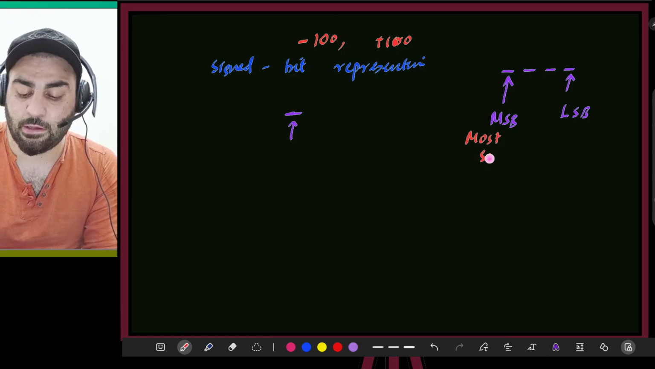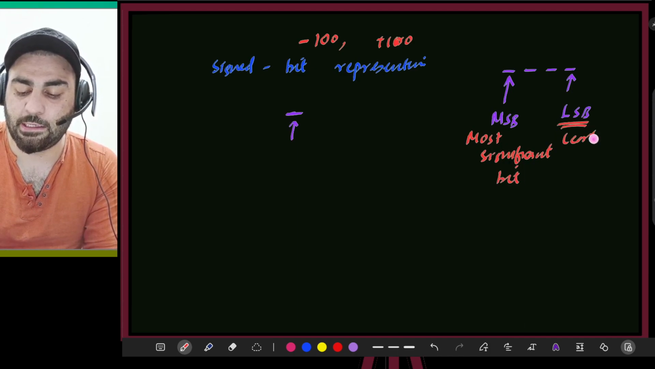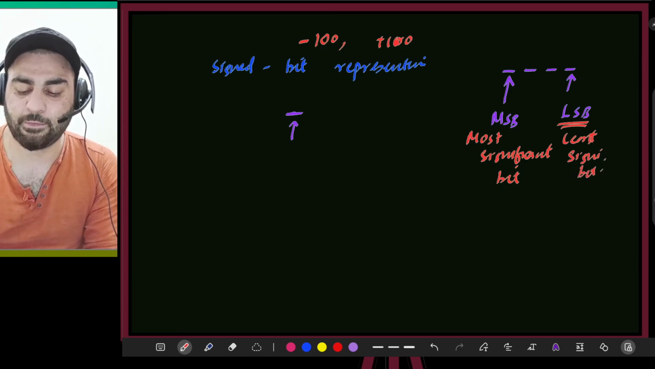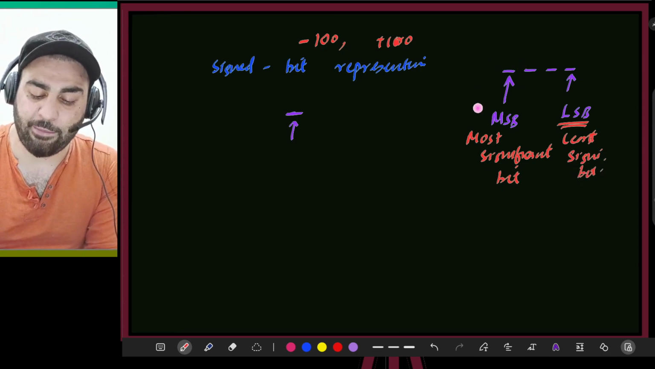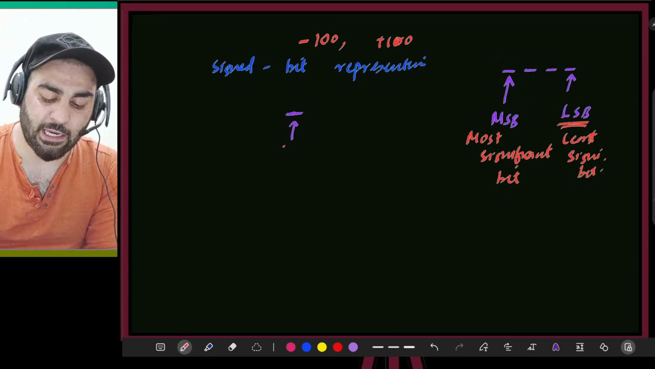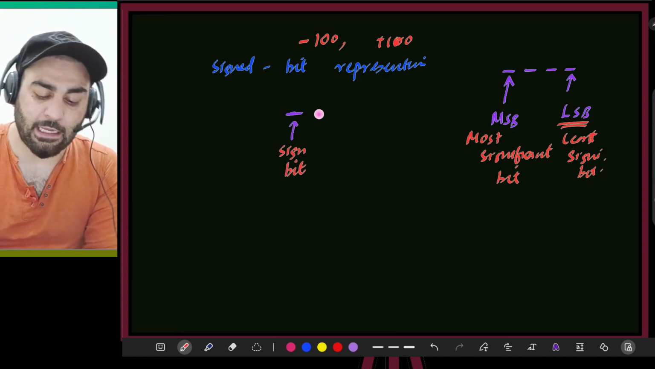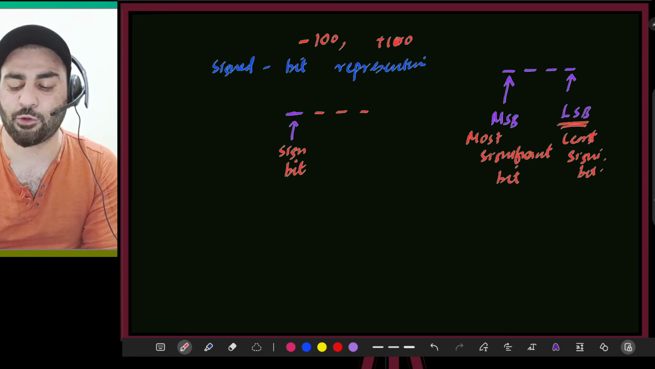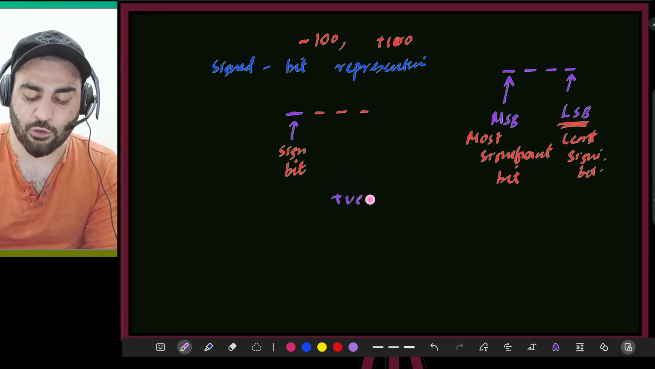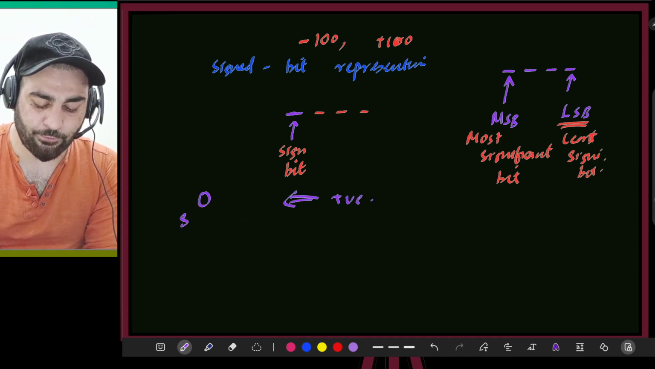Most significant bit, and this over here is called the least significant bit. Now if you see this MSB in this signed representation, it is used for sign. That's why it's called the sign bit. The rest of the bits are used to represent the number. Let's suppose you have to represent positive numbers. For positive numbers, the sign bit is 0.